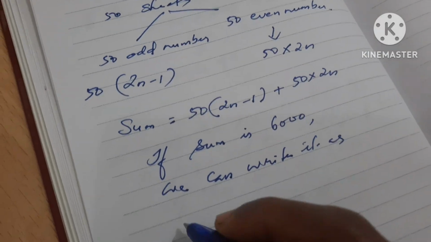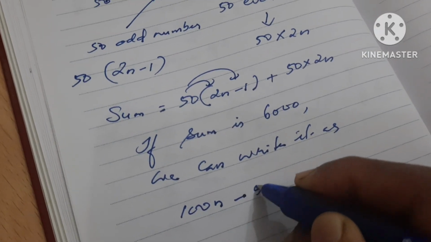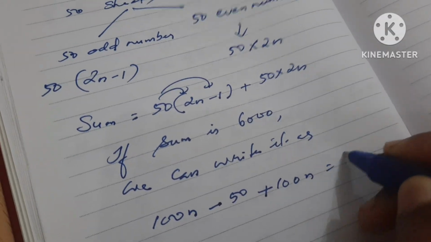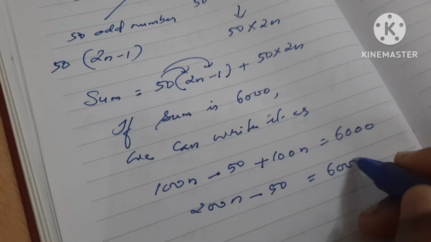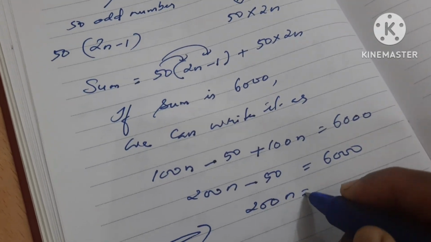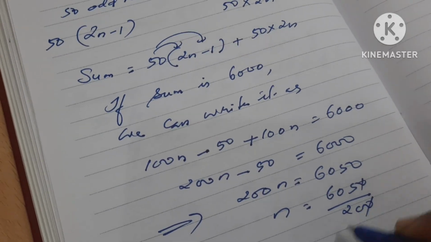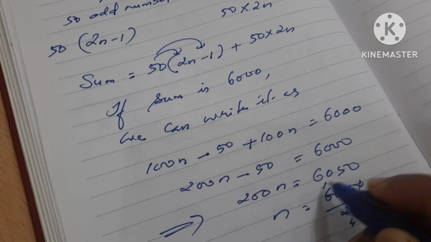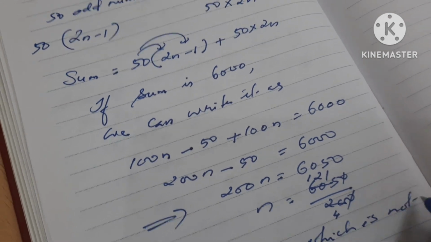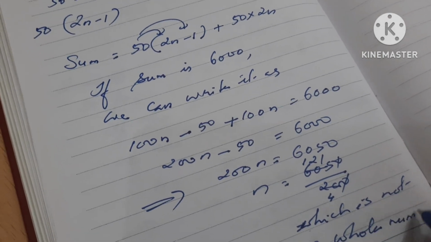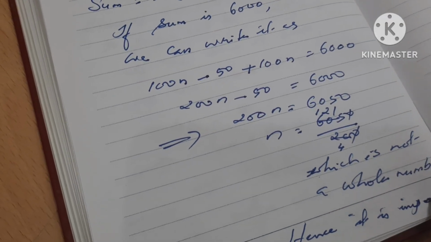Asking whether the sum of the page numbers of all these 50 sheets can be 6000, we can write it as 50 into 2n minus 1 plus 50 into 2n is equal to 6000, whether it is possible or not. On simplifying, you will get 200n is equal to 6050 and n is equal to 6050 divided by 20, which is not a whole number. So you can say that it is impossible; the sum of the page numbers of 50 random sheets cannot be 6000. Hope you understood.